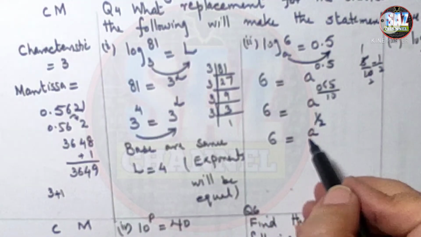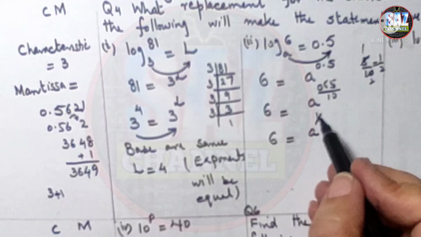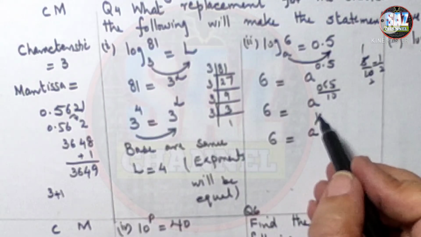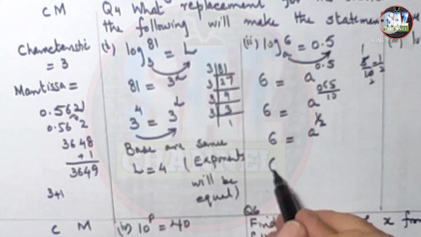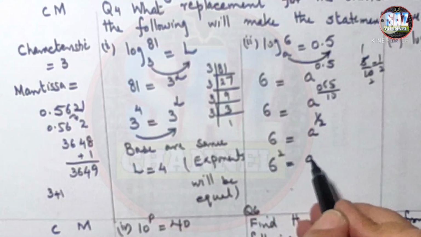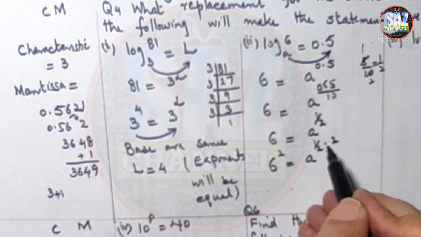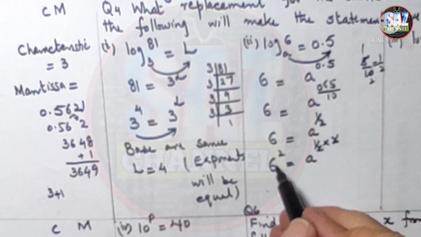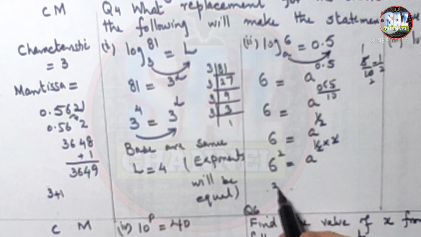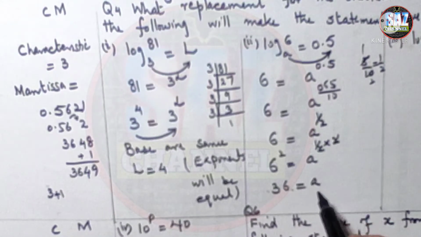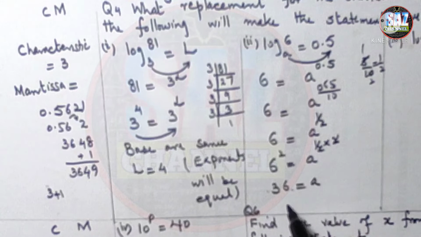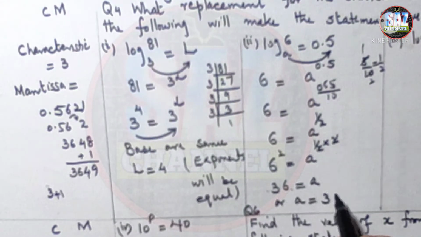Now I need to find the value of a, but a has the power 1 by 2 on top. So I have to take the reverse process, that is, take the square. a raised to the power 1 by 2, times 2, the power goes, and 6 squared is 36. So a is 36, which is the required answer.